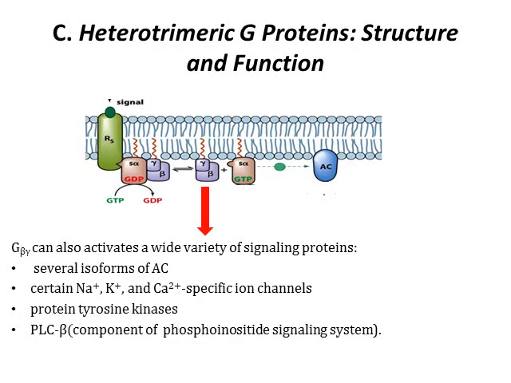Not only does G alpha activate downstream effector proteins, G beta gamma can also activate a wide variety of signaling proteins. It can activate several isoforms of adenylate cyclase. It can also activate certain ion channels, sodium, potassium, and calcium ion channels. It can also activate protein tyrosine kinase and phospholipase C-beta, a component of the phosphoinositide signaling system that we're going to talk about in the last part of this chapter.